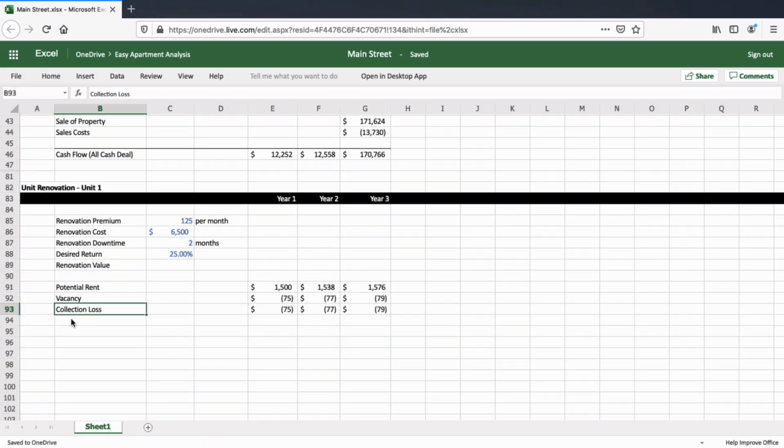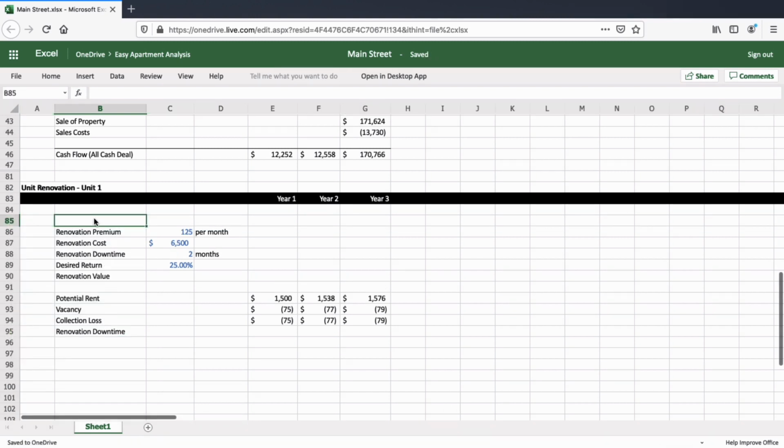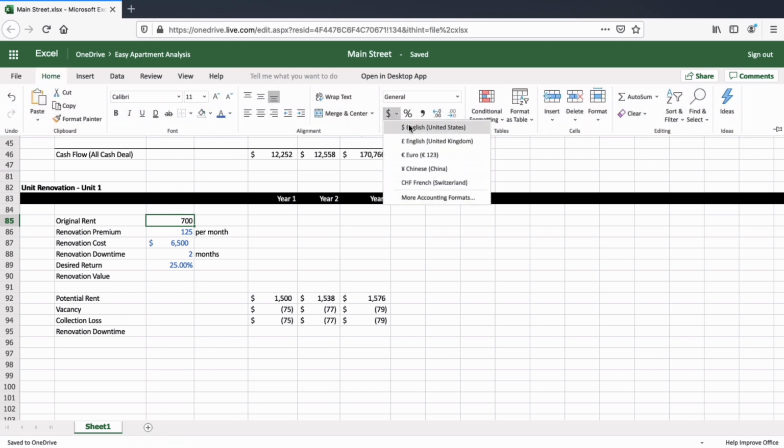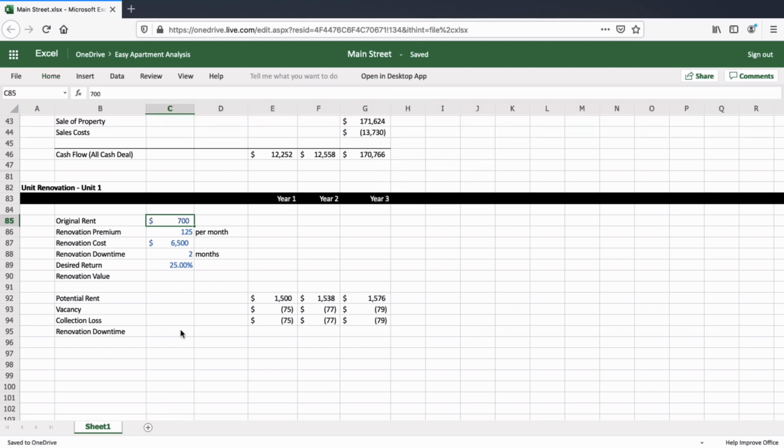Now let's move on to the renovation downtime. That's that new number we came up with. So if you recall, our prior rent, and let's add that up here. Original rent was $700 for this unit, right? It's a vacant unit, and we made a market-based assumption that it would be $700 per month for this unit as is. Let's change that to a dollar sign. Make it blue. So our renovation downtime is 2 months.